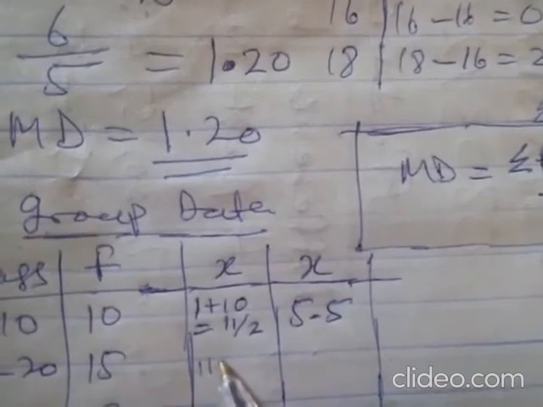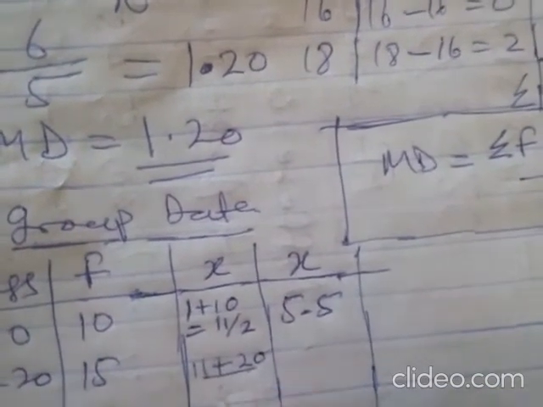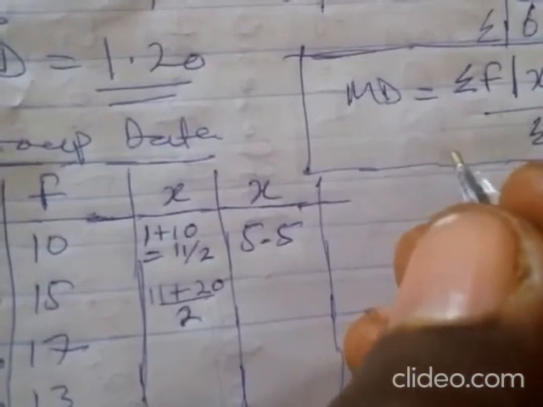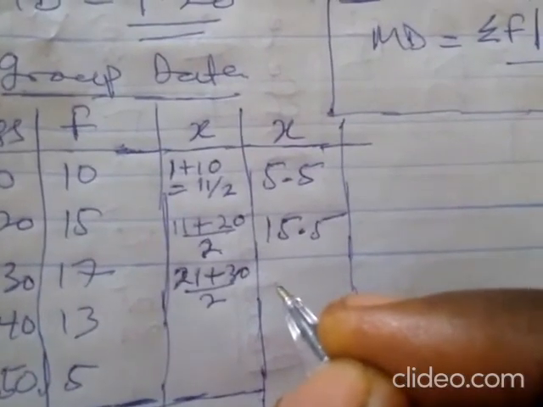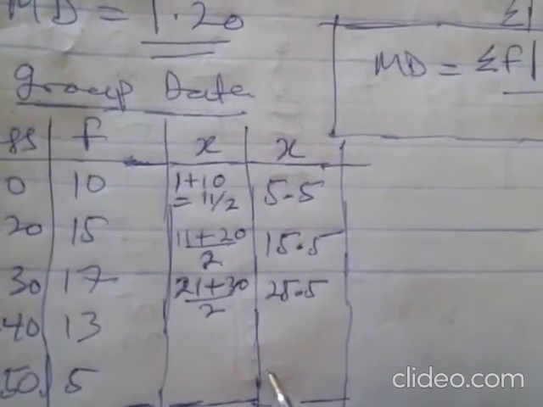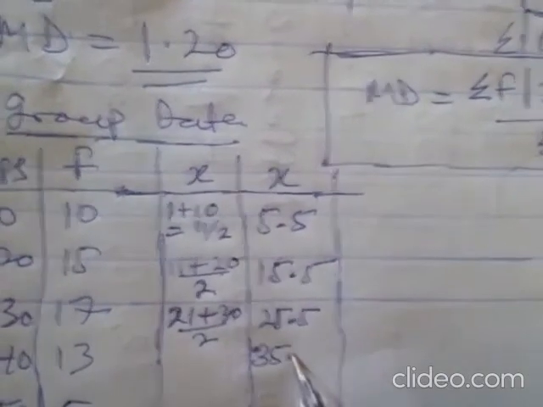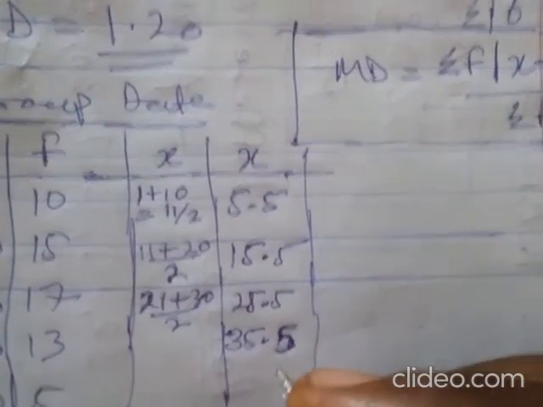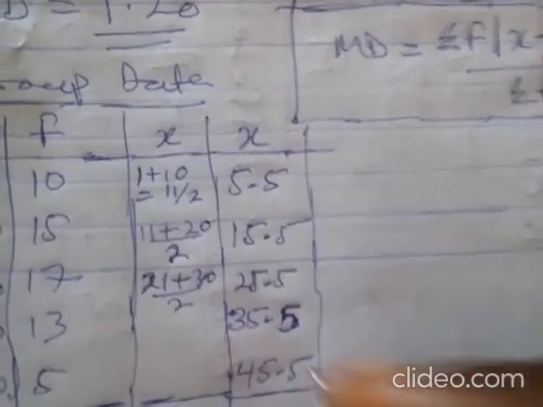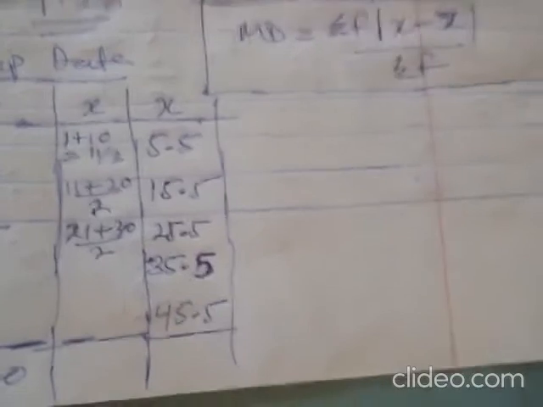Here, we say 11 plus 20 over 2. 11 plus 20 over 2 gives us 15.5. Here is 21 plus 30 over 2. 21 plus 30 over 2 gives us 25.5. So when you do it for the rest also, you get here 35.5 and 45.5. So those are our X values. Can you see how simple it is right now?